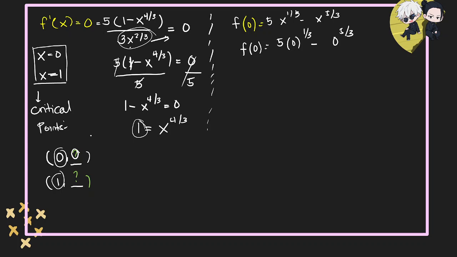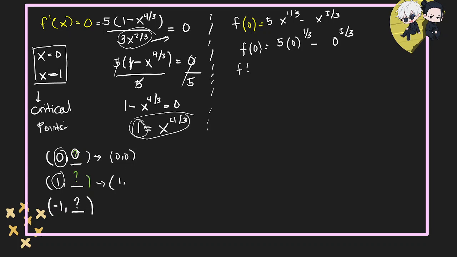Okay? If we go back to our definition, no, si x raised to 4/3 is the same as raising negative 1 raised to 4/3. The answer is also 1. Okay? That's why our another critical point is negative 1. So, tatlo yung critical point natin. Nahanap na natin yung isa, which is 0, 0. Then, the other one, hindi pa natin alam. Substitute pa natin siya sa original function.